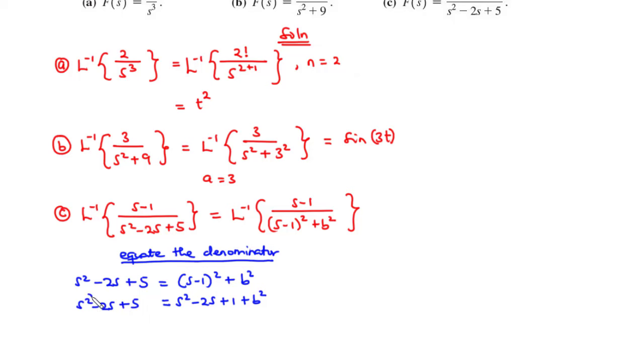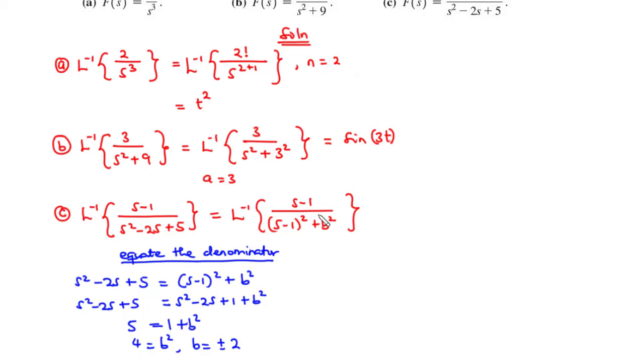Now because we have s squared on both sides, negative 2s on both sides, we are basically going to compare the constants. So we compare the constants. We have 5 equals 1 plus b square. So if you want to find the value of b, we basically transpose 1 to the left hand side. That becomes a 4 equals b square. Then we have b to be equal to plus or minus 2. So we can basically input plus 2 here or minus 2 here.